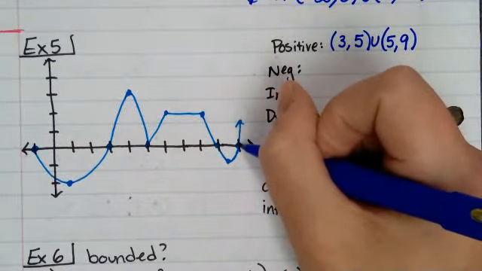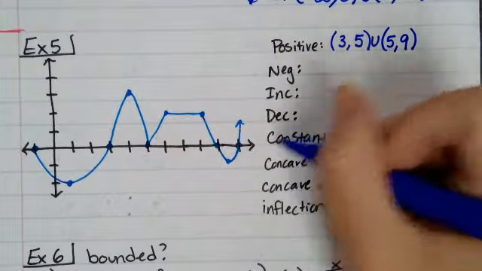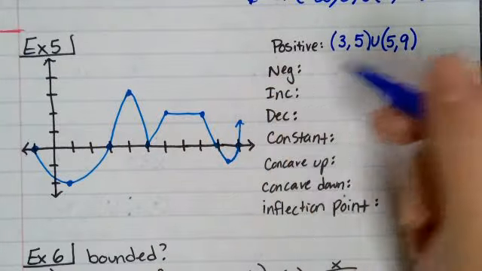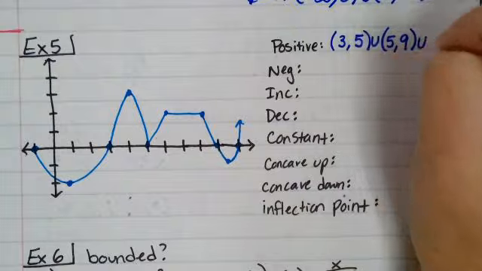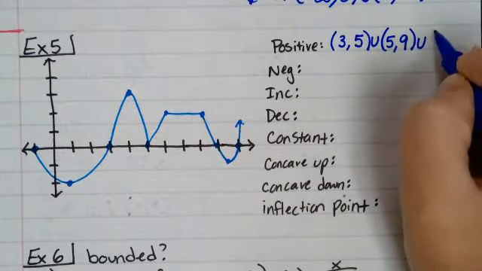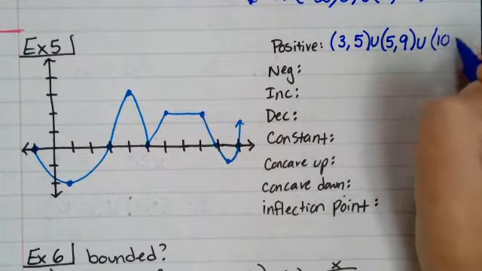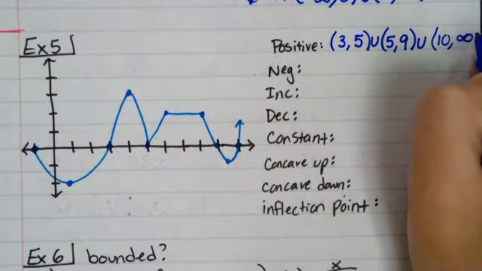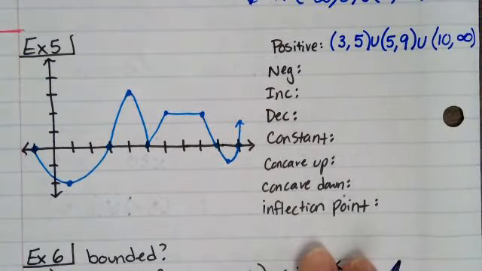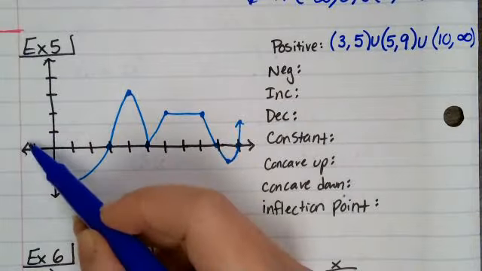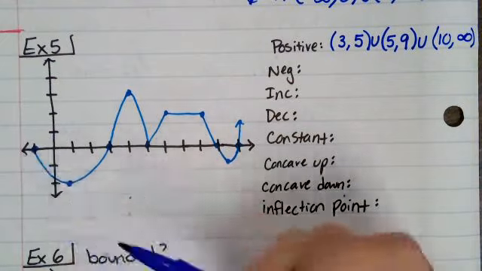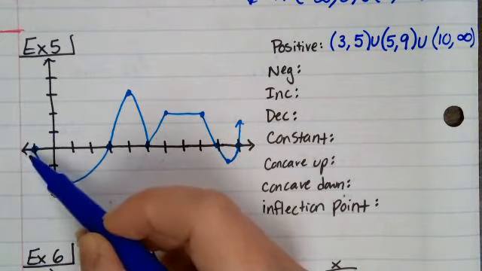And then here at 10, it hits the x-axis again, and then it's showing that it's going to go up forever. So we're going to say here, 10 to infinity, it's also positive. Notice on the left-hand side, it did not have an arrow showing that it was going up. That was a starting point.